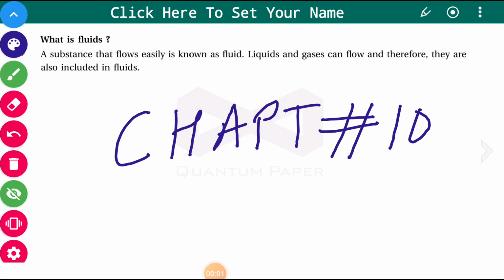Today we are beginning chapter number 10, properties of fluid. Mechanical properties of fluids are what we are going to discuss in this chapter. The first question that comes to our mind is, what is a fluid? A fluid is a substance that can flow easily. Liquids and gases are considered to be fluids because they can flow. So they are all included in fluid.